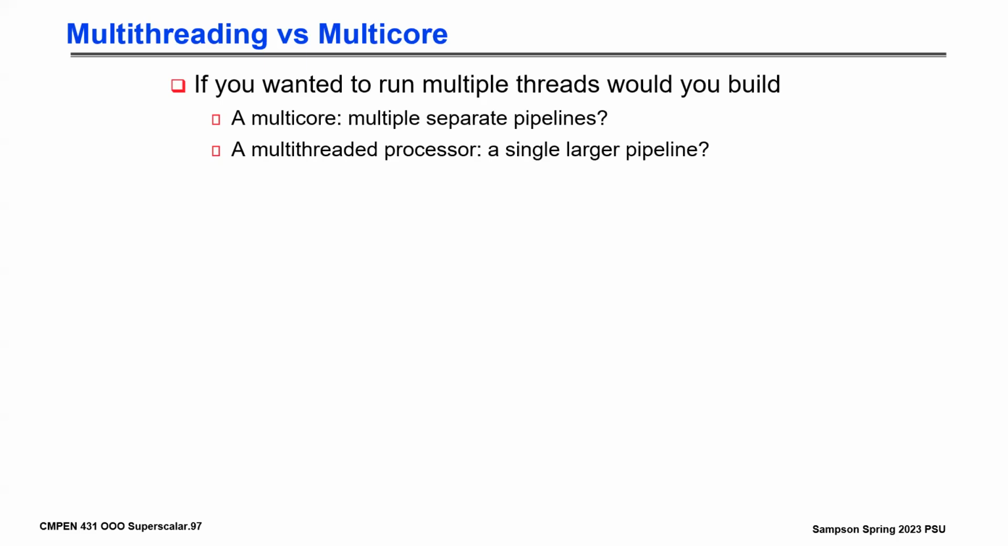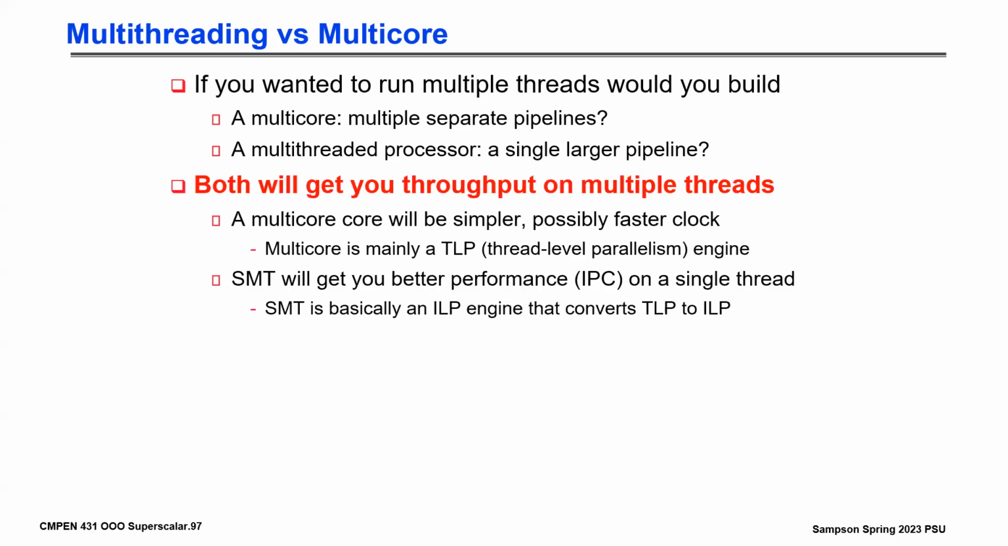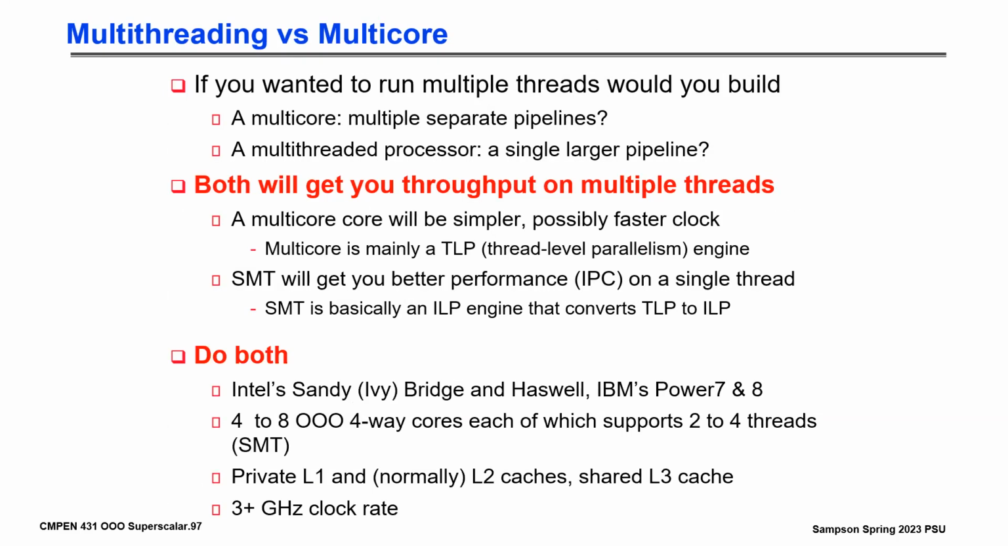SMT is a means of turning TLP into ILP. That is the way that you should think about it. SMT is an ILP engine, and it finds a way to get more ILP from TLP. Okay, what do you want to do? I mean, both will help. More cores, good. More threads per core, also good. And the answer, of course, is that you don't actually have to choose.